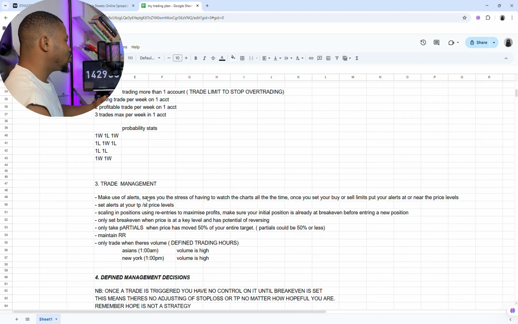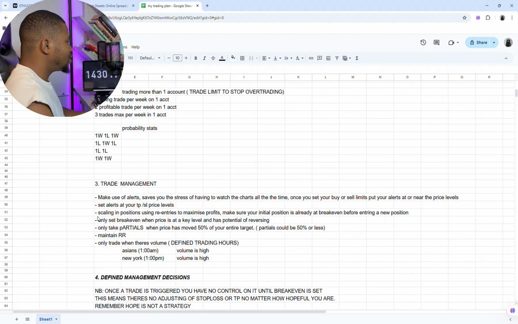I usually set alerts close to my stop loss, and close to my entry if I'm using a buy limit, and close to my TP and at key levels, so that if the market gets to that key level, it alerts me to either set break even, to remove risk from that particular trade, or to book partials. It just depends. But I do make use of alerts very well. So all these ones are talking about alerts.